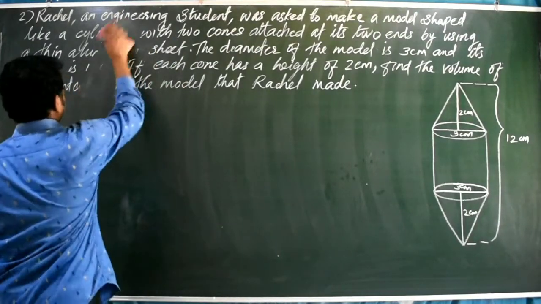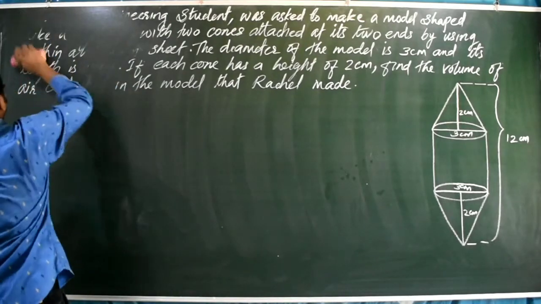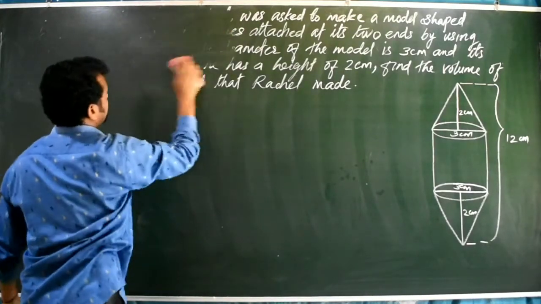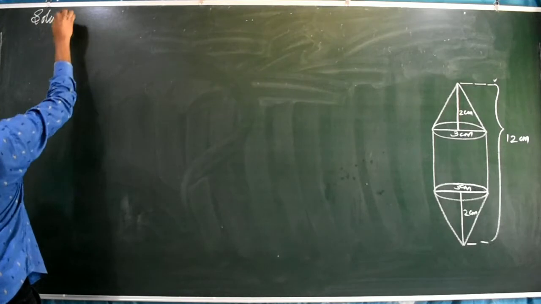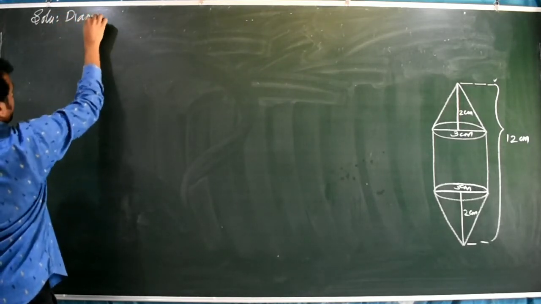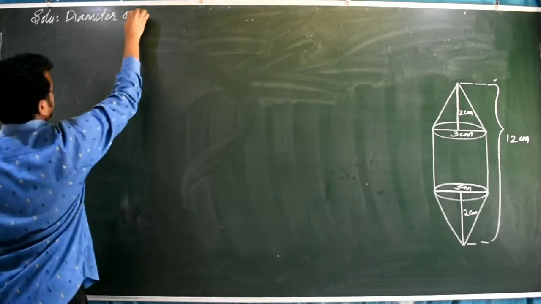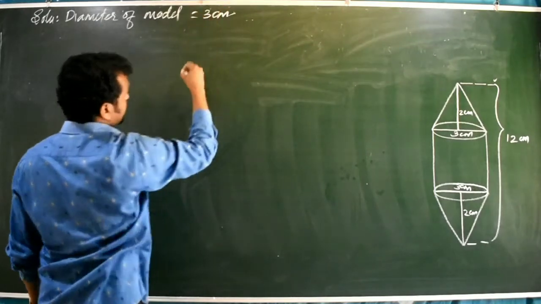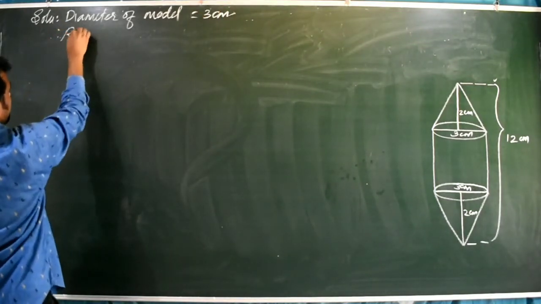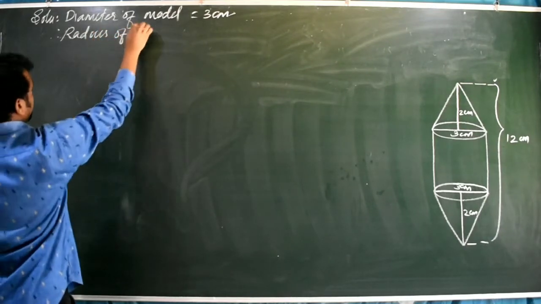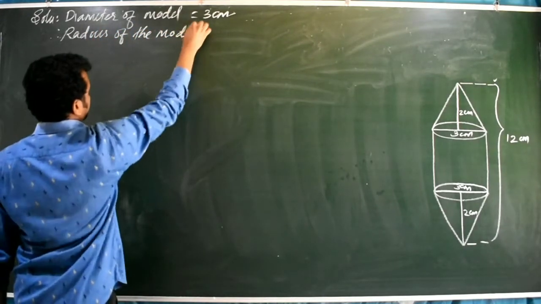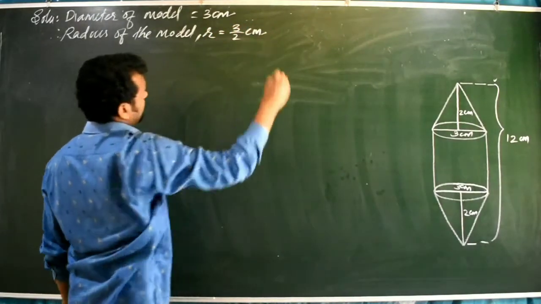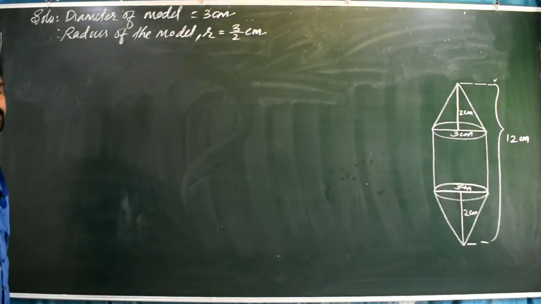For that, first we have to write the given values. I will clear this space. The diameter of the model is equal to 3 centimeter. Therefore, the radius of the model R is equal to 3 by 2 centimeter.